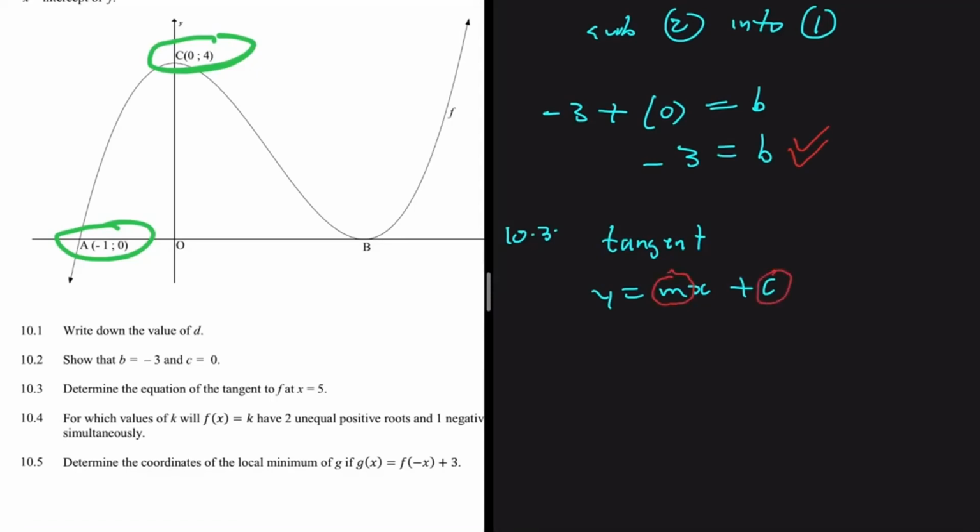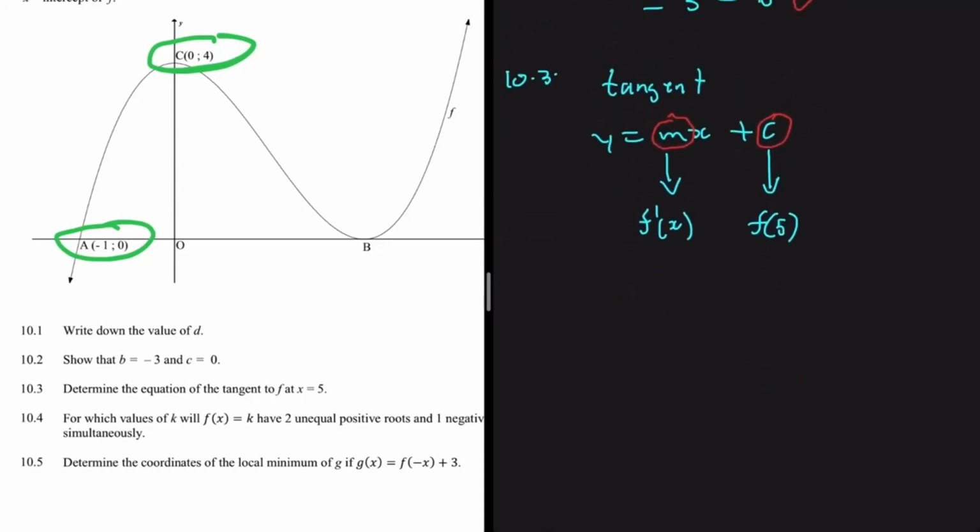So to find the gradient, we're going to use f prime of x. We're going to differentiate f of x and substitute the x value to find the gradient. But now that we have the gradient sorted, how are we going to find the value of c? We need a point to find the value of c. We know that we are interested in the point when x is equal to 5, right? So if we substitute 5 into f of x, then we're going to be able to find the y value of that point. So let's go ahead and do what we're proposing.